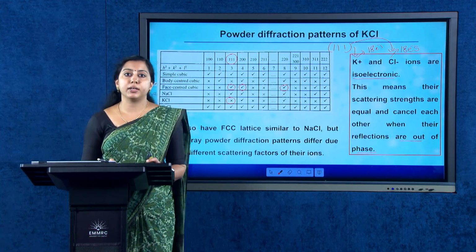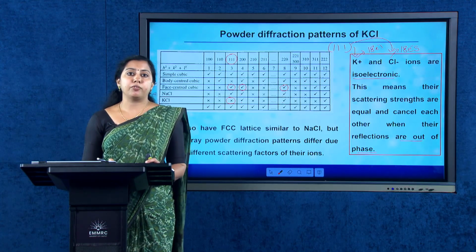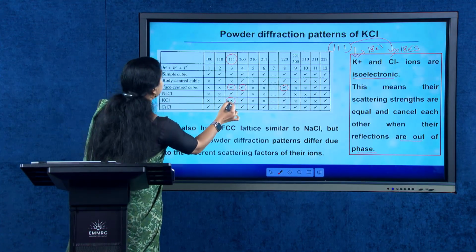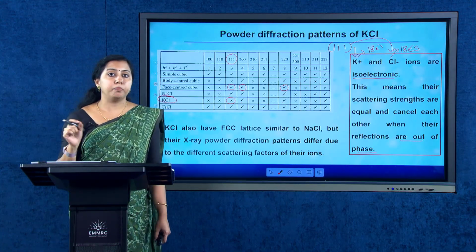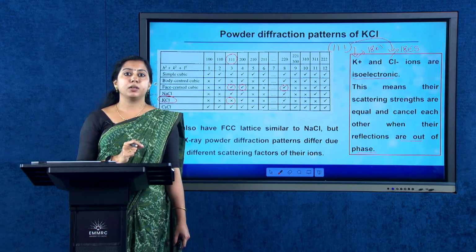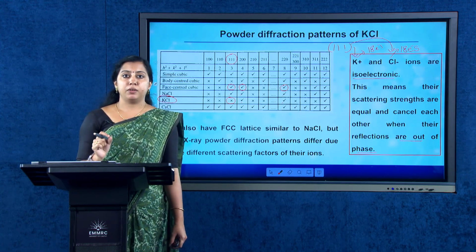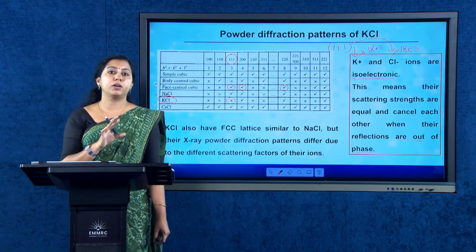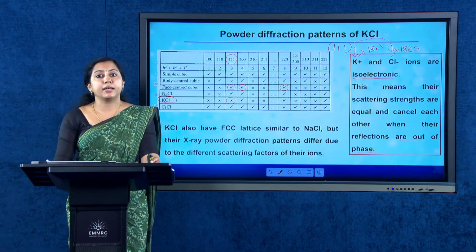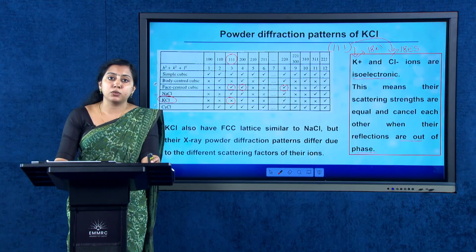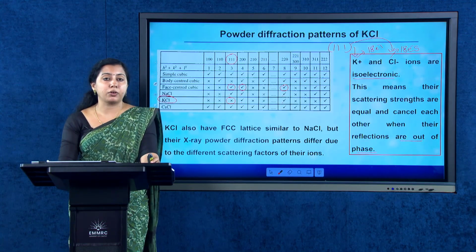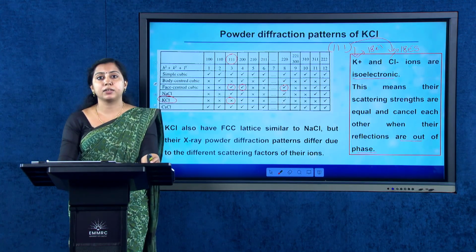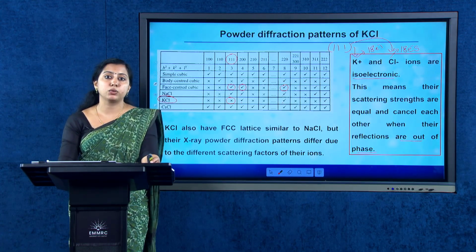And since they cancel out each other, you cannot see a diffraction line corresponding to the 1, 1, 1 plane in KCl. Though KCl belongs to the FCC lattice, the first reflection we expect from an FCC lattice is generally the 1, 1, 1 reflection. But here in KCl, the K plus and Cl minus ions are isoelectronic, that is, they have the same number of electrons. And when the species are isoelectronic, they have equal scattering strength, and the reflections from such planes will cancel out each other.